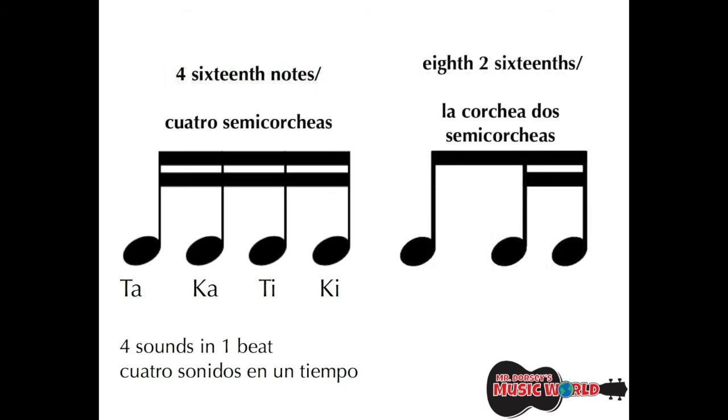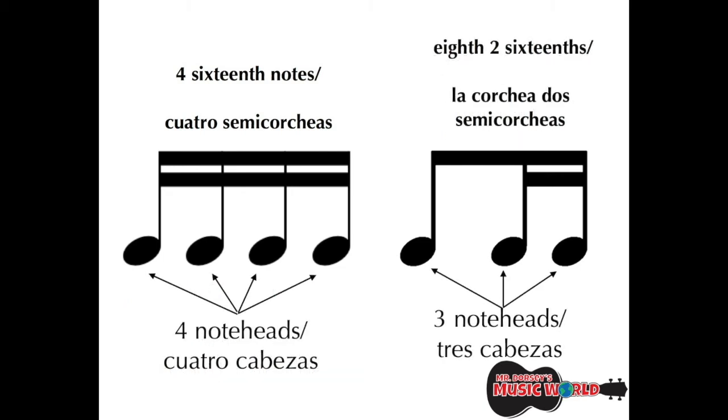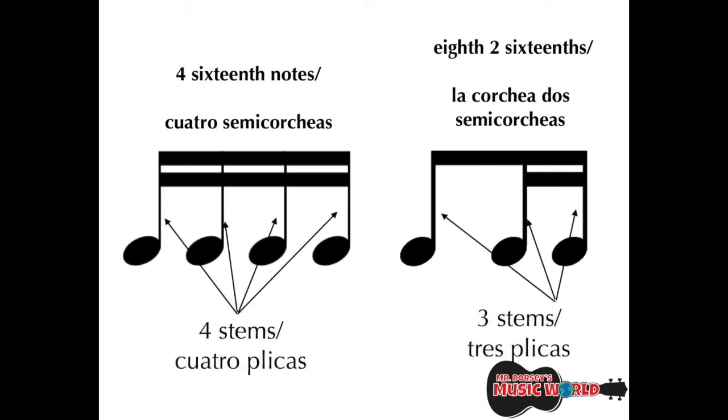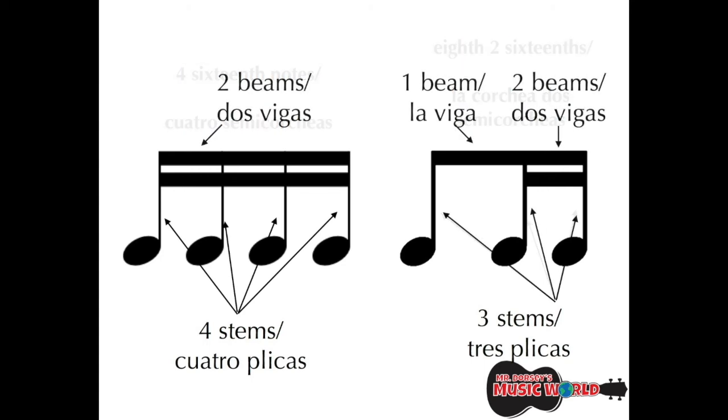So now let's take a look at our eighth and two sixteenth note patterns. Even before we hear this rhythm pattern, we notice that there are three note heads. That means there's going to be three sounds. Then the stems are connected at the top by beams, so that means all three sounds are going to fit inside one beat. However, because there is one beam connecting all three stems and a second beam connecting only two of the stems, that means the sounds are going to be uneven.